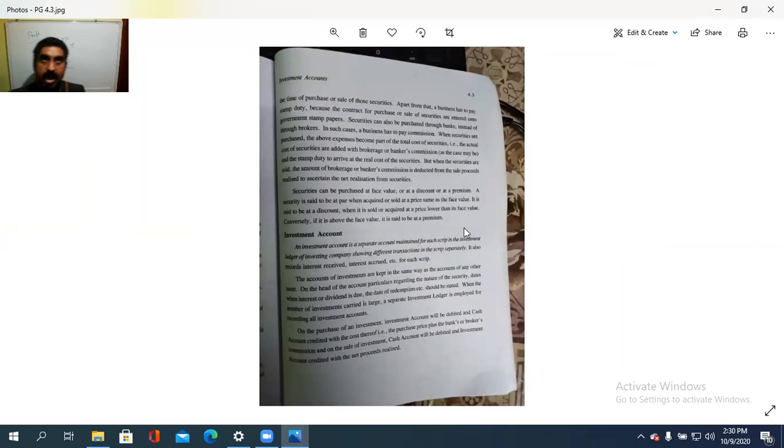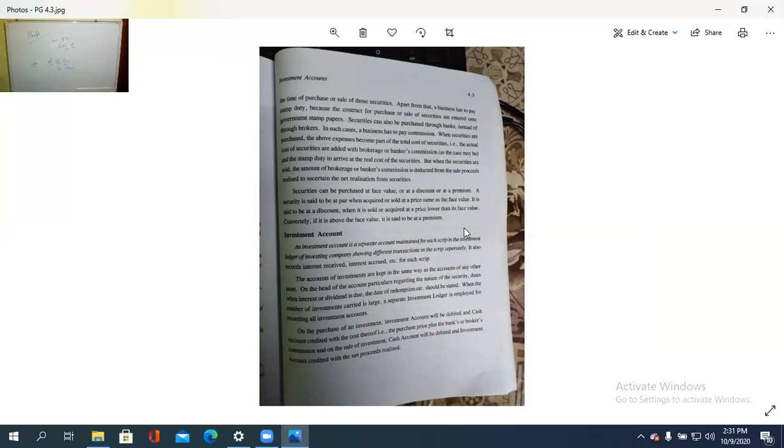So almost 1, 2, 3, 4, 5, 6 entries are to be there. So at the time of purchase, investment account debtor to bank. Then after the purchase, if interest or dividend is to be received, bank account debtor to interest or dividend. Then in case of a sale of the investment, bank account debtor to investment. Opposite is the entry for the purchase, isn't it?